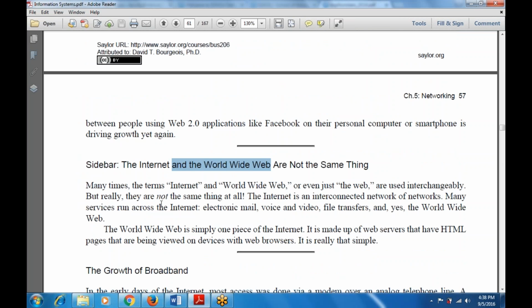The internet is a collection of networks. When we combine multiple networks together, that is known as the internet. But the WWW is only one part of the internet, used for web servers that have HTML pages and web browsers, which makes it very simple to get information from the internet. The WWW is a part of the internet, but not the internet.